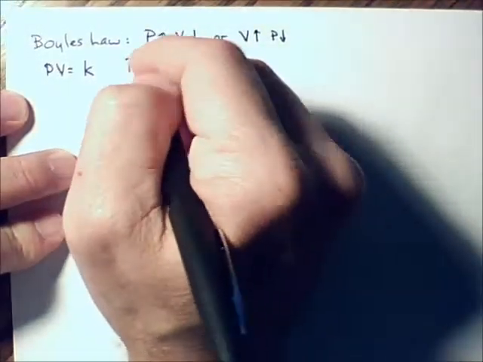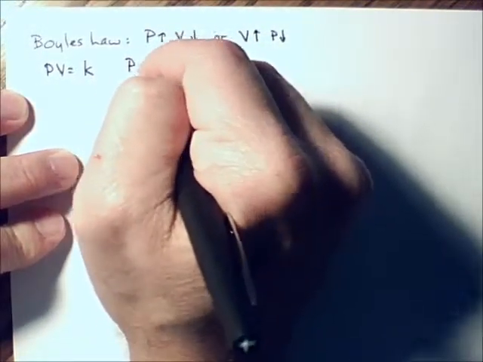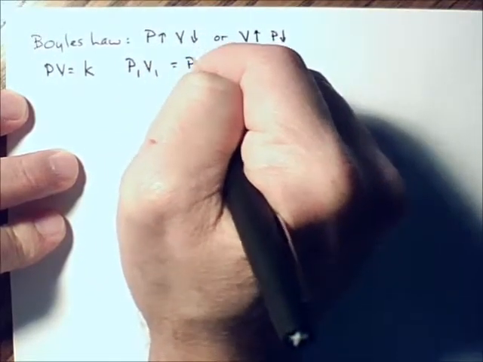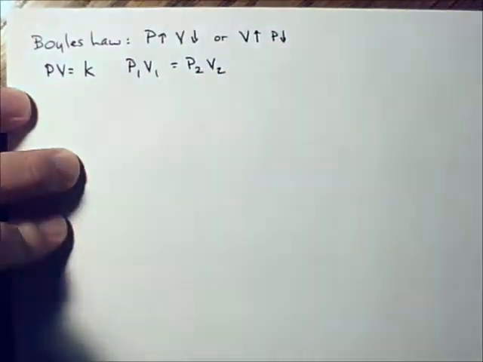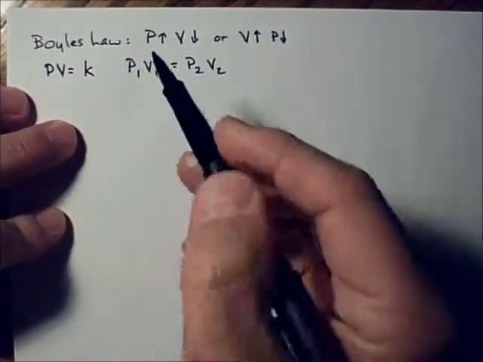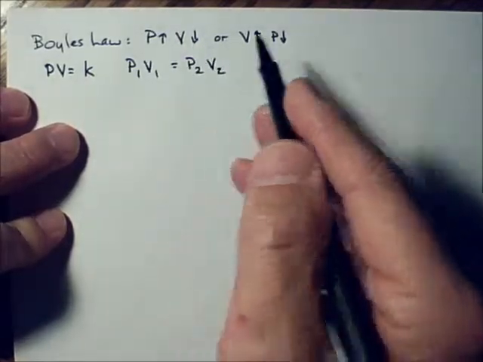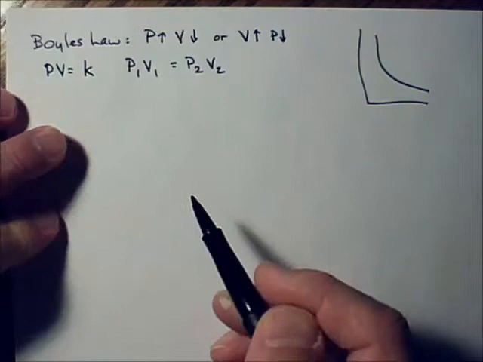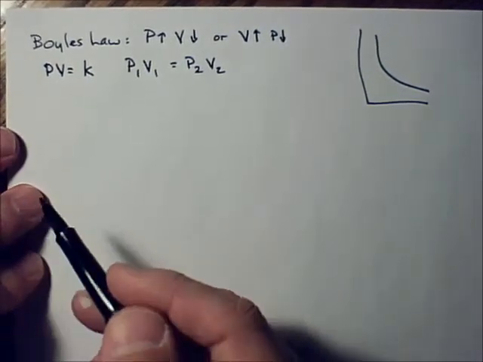And the practical use of that is an equation that looks like this. P1 times V1 equals P sub 2 times V sub 2. Okay? And that makes an inverse relationship where one variable goes up while the other goes down. And it looks something like this when you graph it. Okay? That's kind of sloppy looking, but that's kind of what happens.